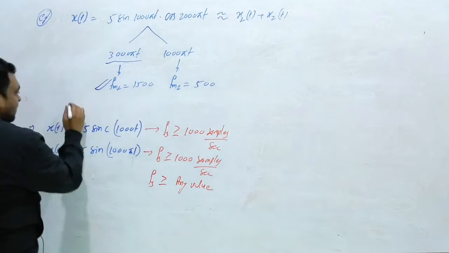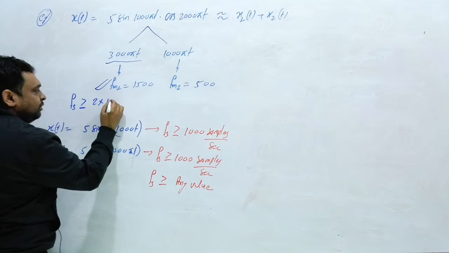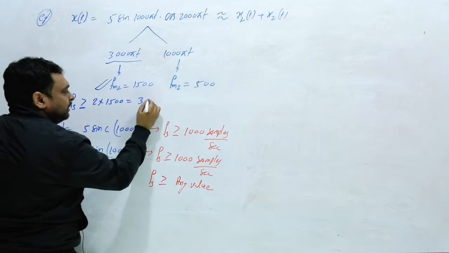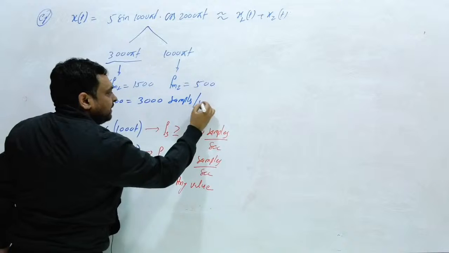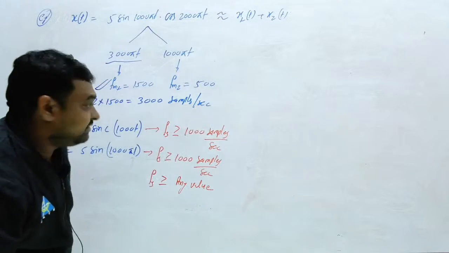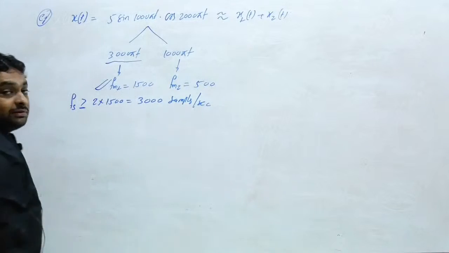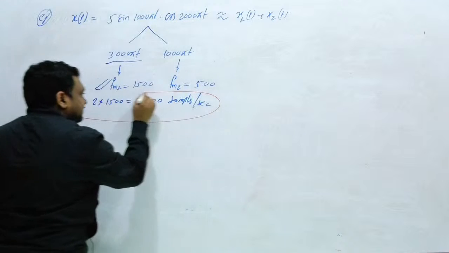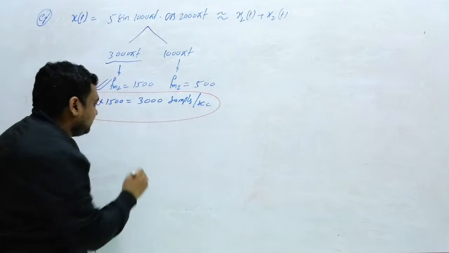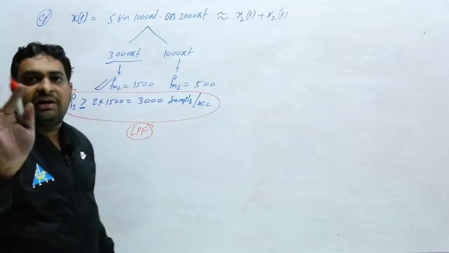So what will be the Fs? Fs will be greater than or equal to 2 into 1500 is equal to 3000 samples per second. Clear this? 3000 samples per second. Again, remember my word. This answer is valid when you are considering a low pass signal. This x of t is a low pass signal.